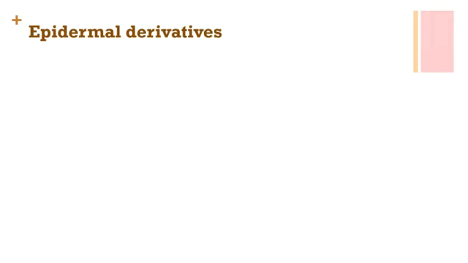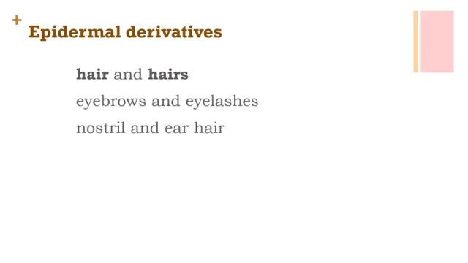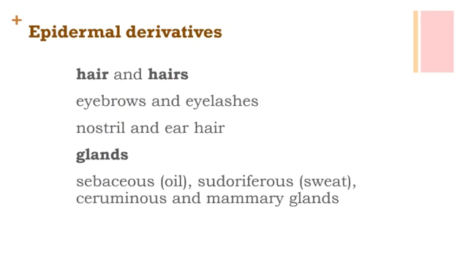Among the epidermal derivatives, let's name the hairs, which protect from injury, sun rays, foreign particles, or insects. The glands, several of which are associated with the skin: sebaceous or oil glands that secrete sebum, sudoriferous or sweat glands, ceruminous glands that secrete cerumen, and mammary glands, which are modified sudoriferous glands that secrete milk. The nails.